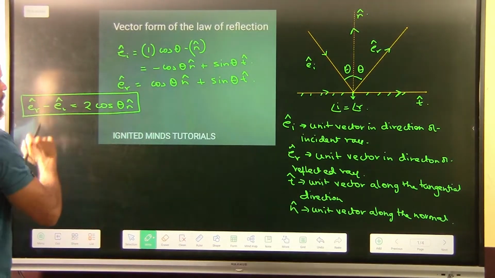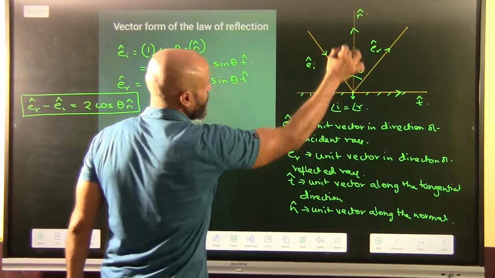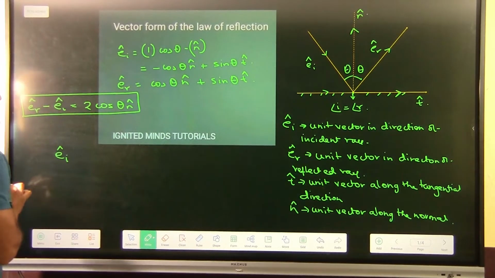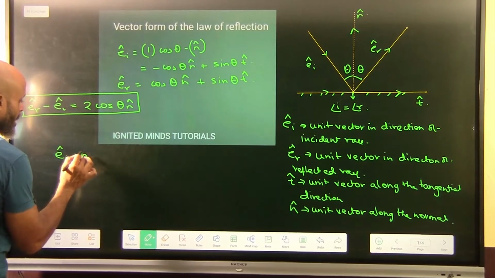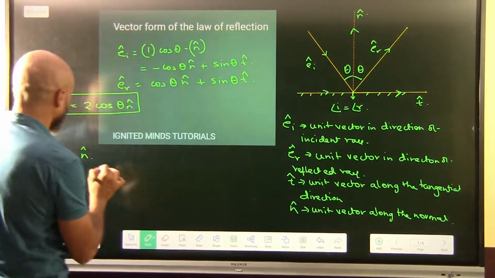Now let's look at the unit vector along this and the unit vector along this. If I multiply the unit vector along the direction of incidence with n, if I do a scalar product, we all know what the scalar product will be.